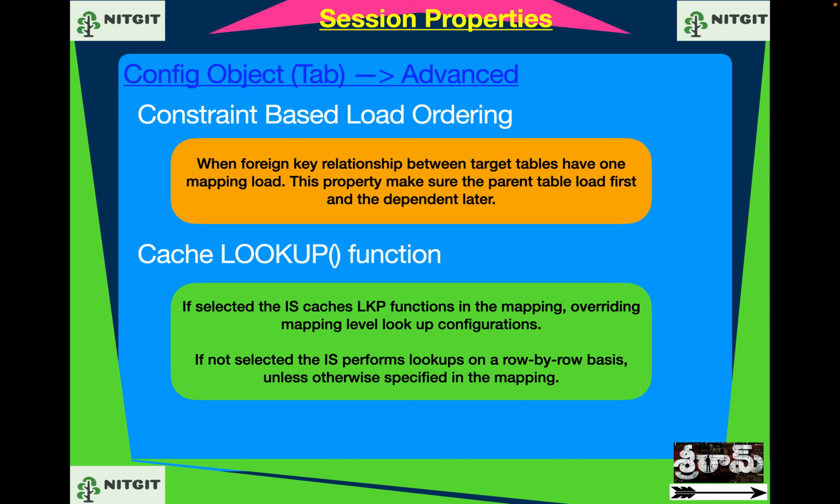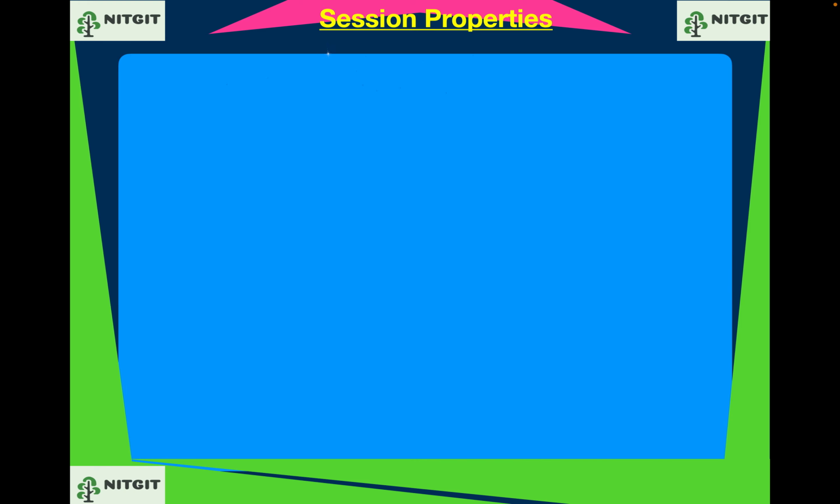Cache lookup function. This I never used, but if selected, the integration service caches lookup functions in the mapping, overriding mapping level lookup configurations. If not selected, the integration service performs lookups on a row by row basis unless otherwise specified in the mapping. I never used it. Let us see what comes next.